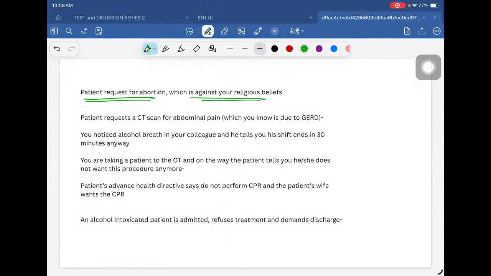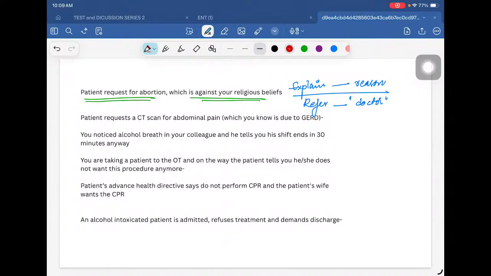When you cannot perform a certain procedure because of your personal reason, you explain the same to the patient. I cannot perform abortion because of this particular reason, but I can refer you to a doctor who can perform it. So you can totally refer it, rather than you doing something that you don't want to do and that is against your beliefs.